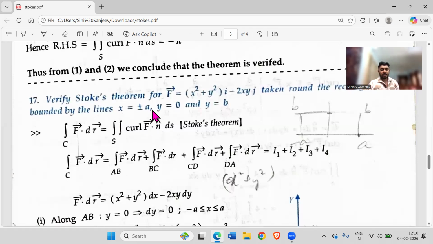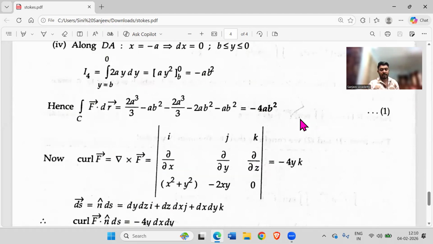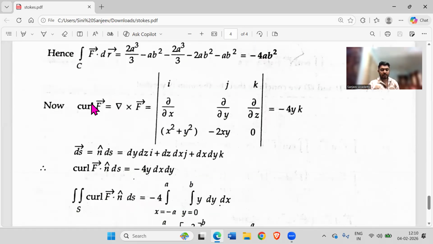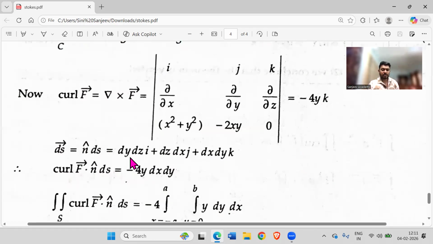x is equal to plus or minus a, and y varies from 0 to b. Here also there is no k cap. So x is from minus a to a, and y is 0 to b. Again go with the RHS: you do the curl, del cross f, with i j k, same thing as before. You get this, then multiply with n cap, same as I discussed. Then I'll be getting minus 4y dx dy.